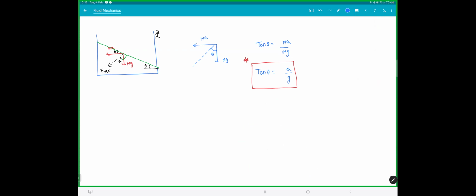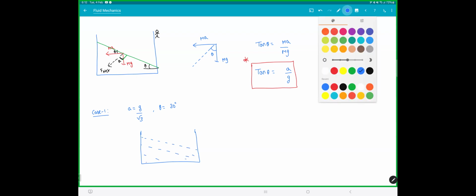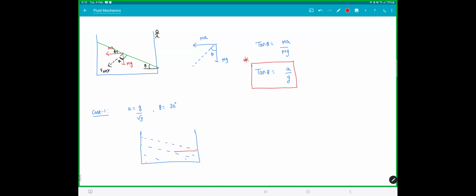So coming back to our cases now, case one, A is G by root 3. We get theta is 30 degrees. So the liquid will look like this. The liquid will not spill. This will make an angle of 30 degrees.